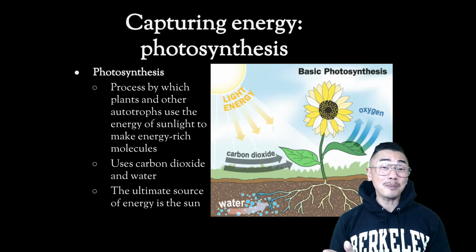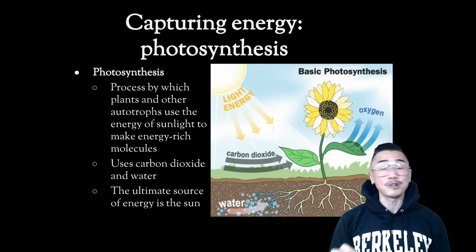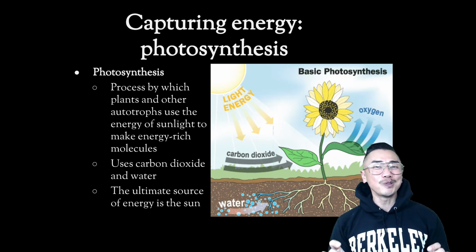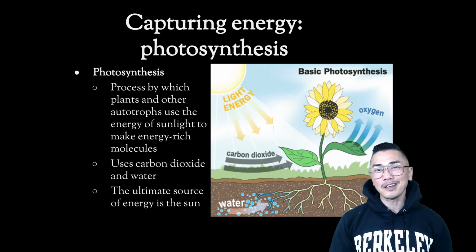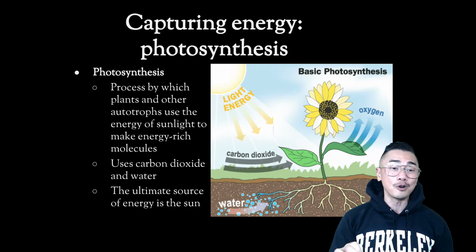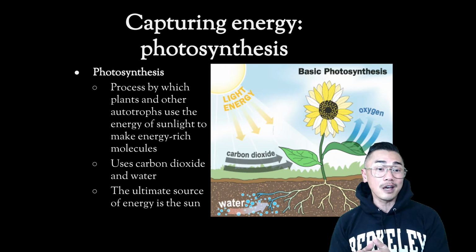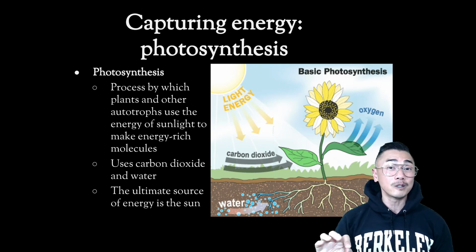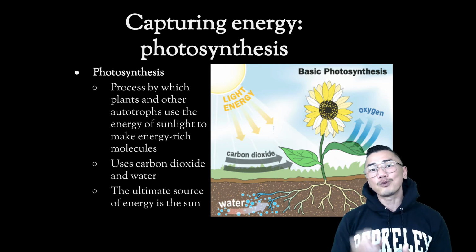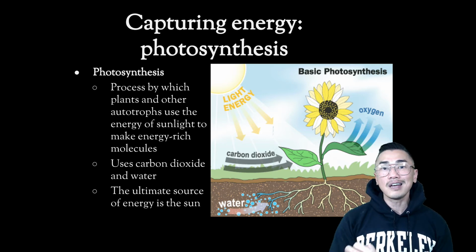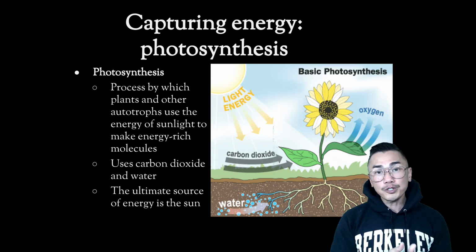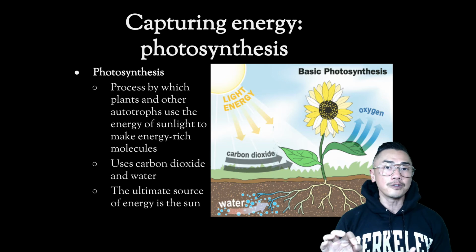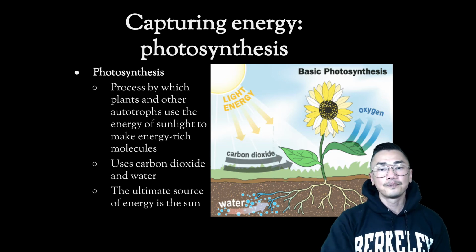Next, let's talk about how algae and plants capture sunlight energy using photosynthesis. Photosynthesis is defined as the process by which plants and other autotrophs use the energy of sunlight to make energy-rich molecules. This process requires carbon dioxide and water. The ultimate source of energy for photosynthesis is the sun.